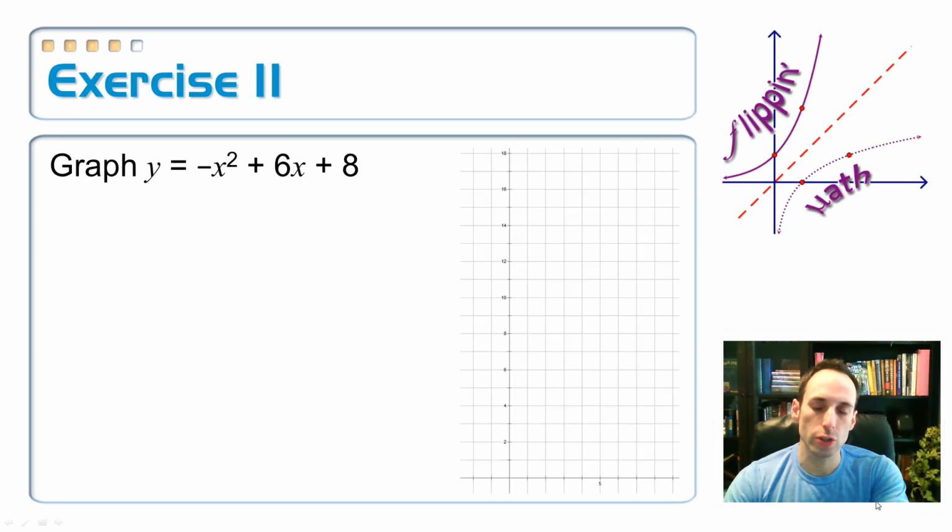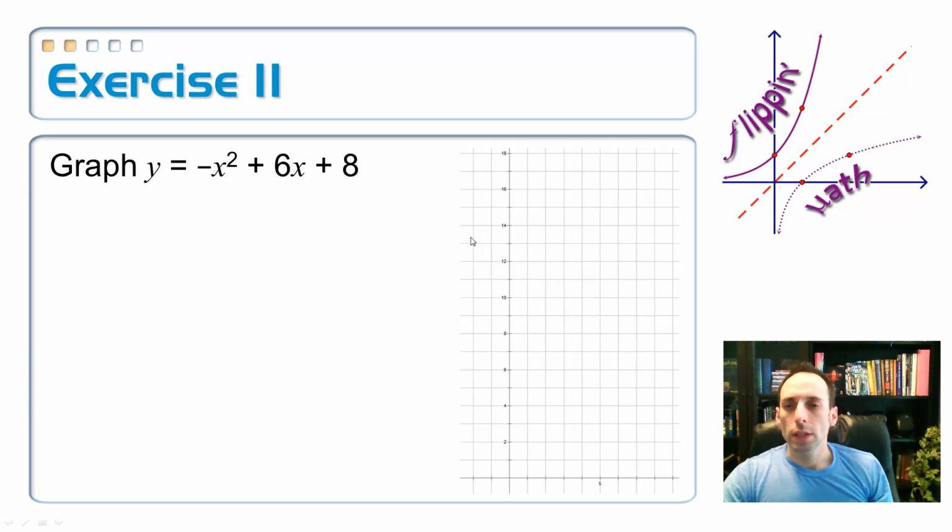All right, let's test our skills on graphing quadratics with this first quadratic equation: y equals negative x squared plus 6x plus 8. Let me pause for a second while you go get yourself some graph paper. Okay, you got it? Good.